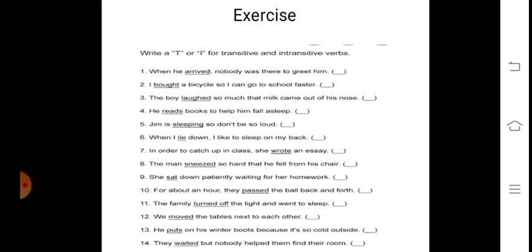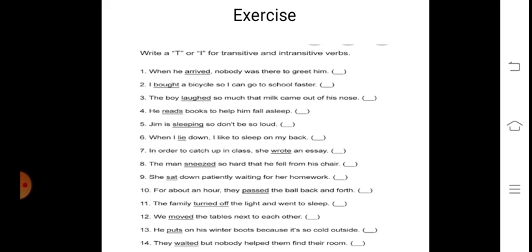Now, if you find the verb is transitive, you have to write T in front of it. And if the verb is intransitive, write I. When he arrived. So here, arrived doesn't need any object. So there is no receiver of the action. And so the sentence is intransitive. So you can write I in front of this sentence.